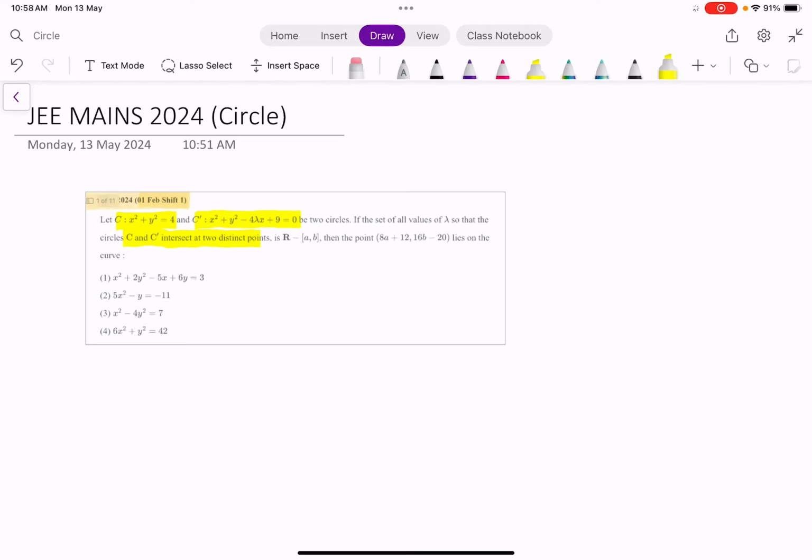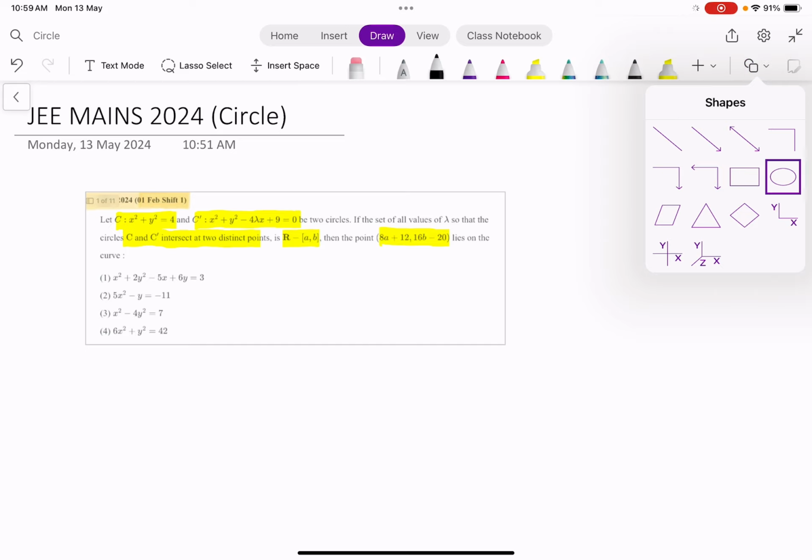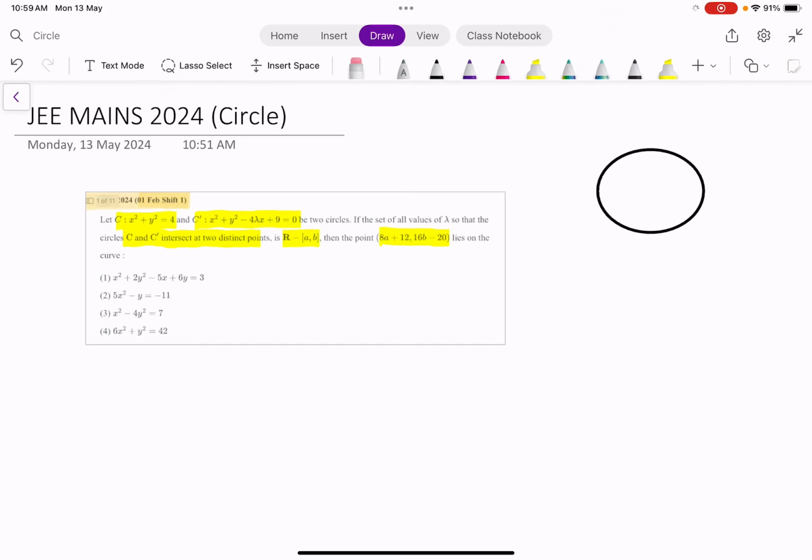Alright, so they have already given that the value of lambda will be R minus the closed interval [a, b]. So basically here our target is to find the values of a and b. First try to see what circle 1 and circle 2 are here. This is circle 1 and this is circle 2 that we have been given, and both circles are intersecting.